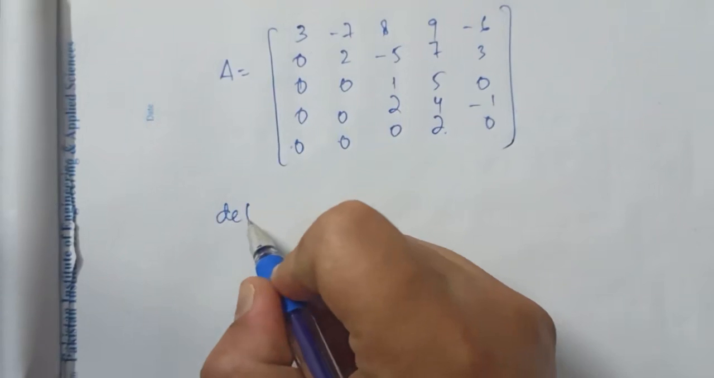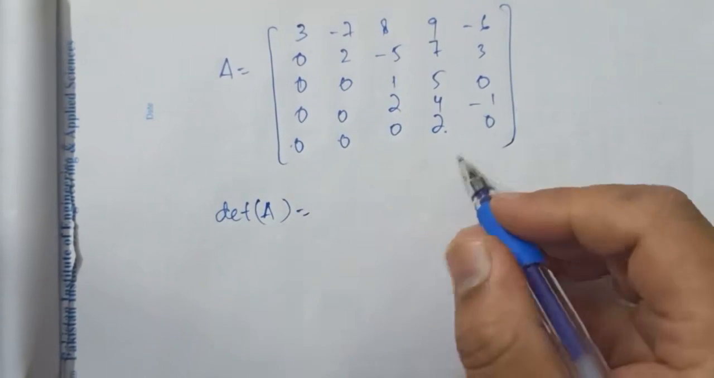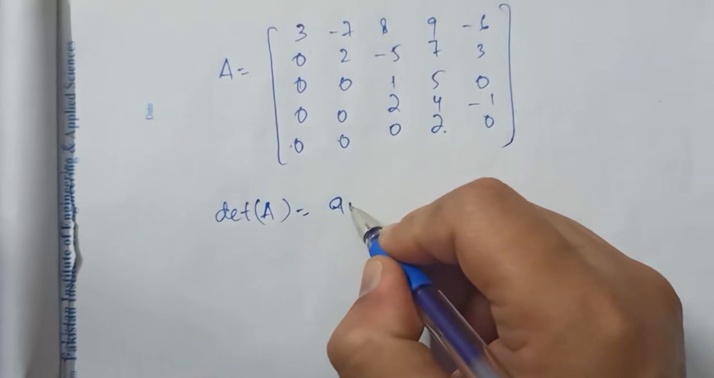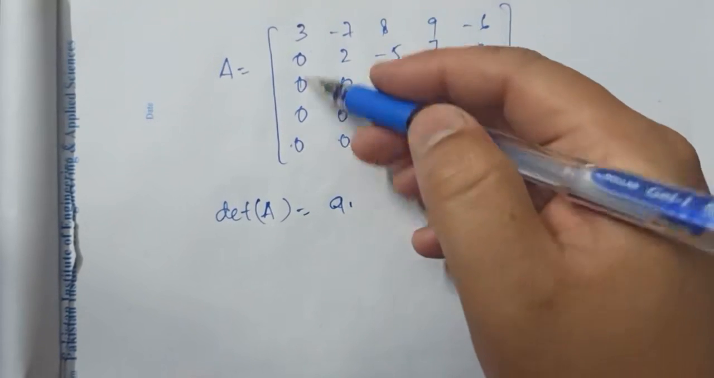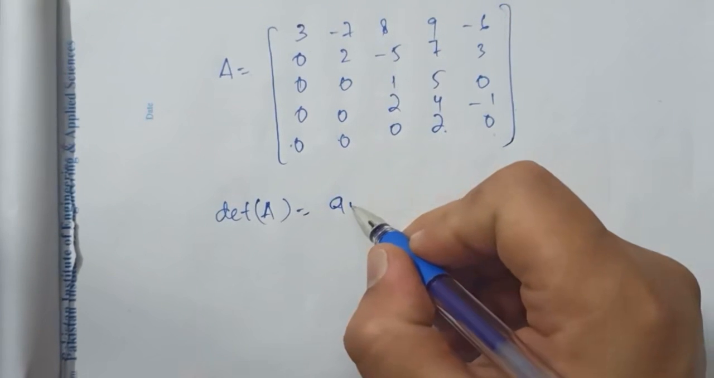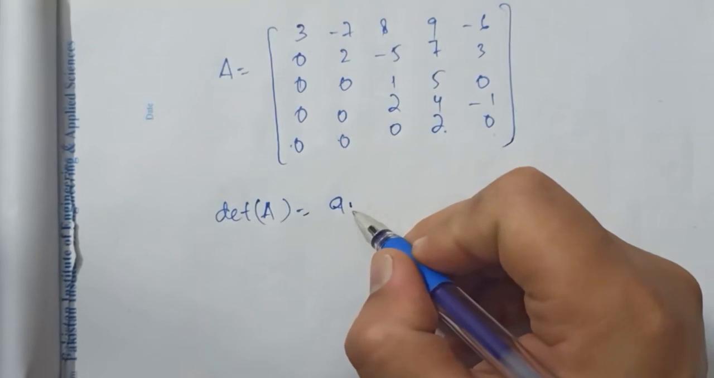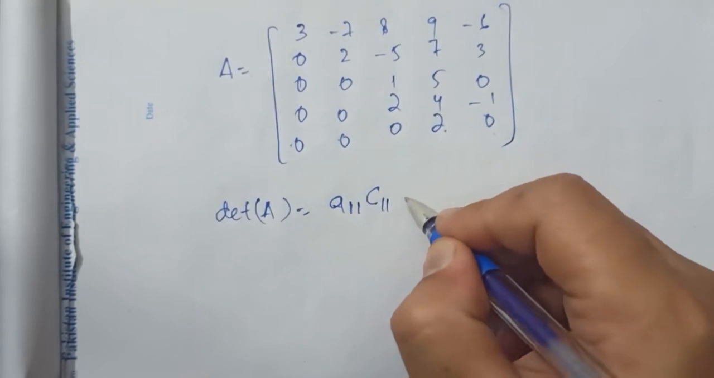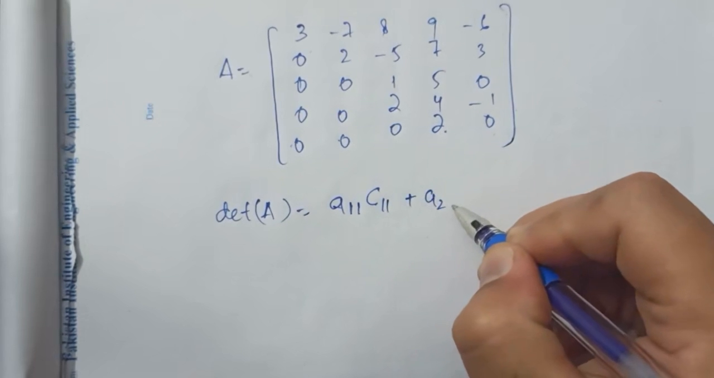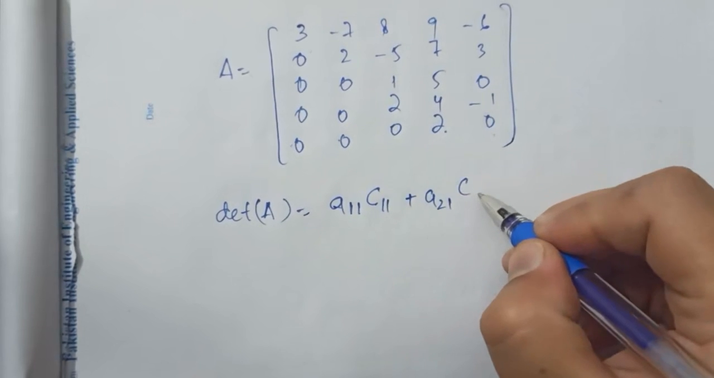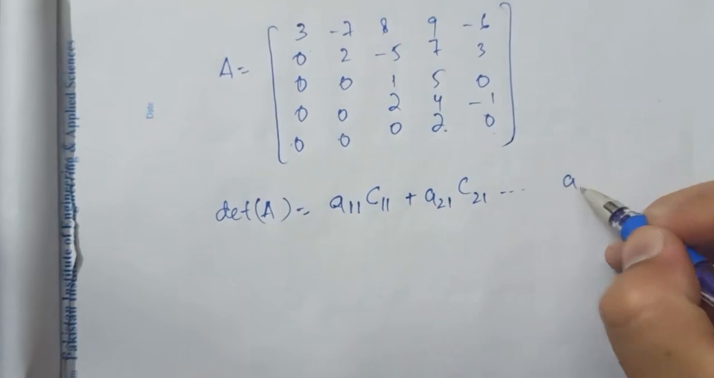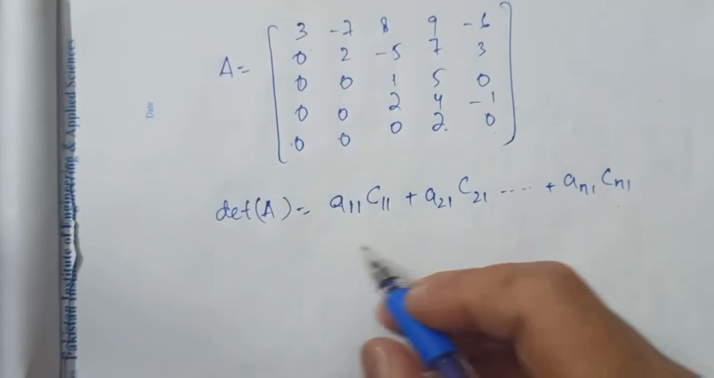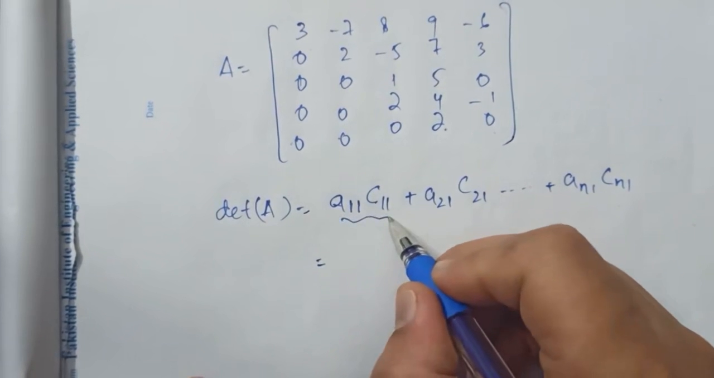So the determinant of A, I can write in terms of cofactors, using the first column. So I just keep it here as a11 c11 plus a21 c21 and up to an1 cn1. All these other terms are actually 0, so I just need to compute a11 and c11.